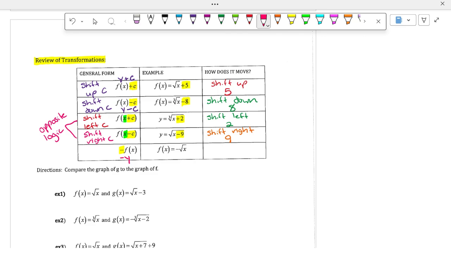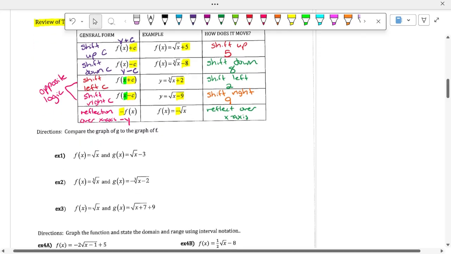So think back, way back to unit 1. What type of transformation is that? It's a reflection. Over what axis? Nope. It's actually the x-axis. The x's stay the same, but the y values change. So it's a reflection over the x-axis. So if you see a negative on the outside of that radical, you're going to reflect over the x-axis. All that means is just make your y's negative, or flip the sign of your y's. So let's try a couple of these.